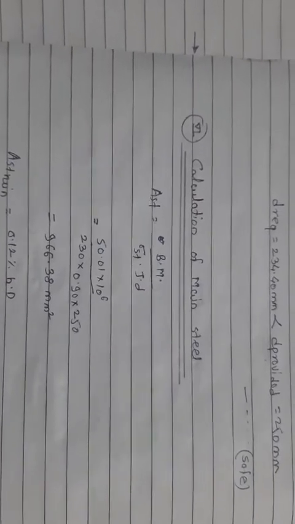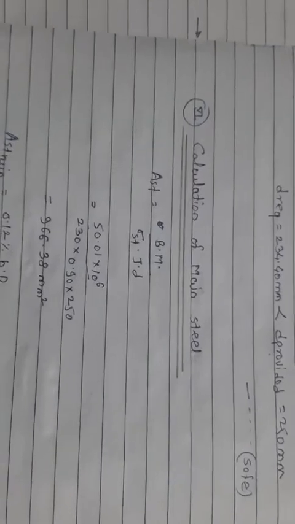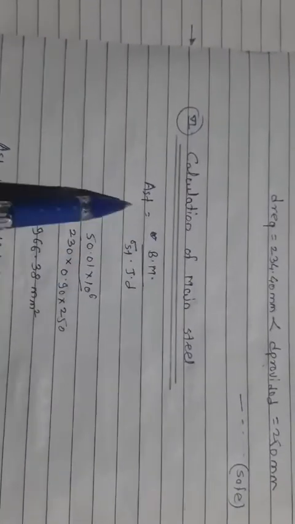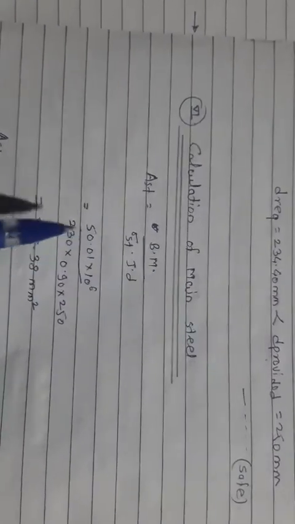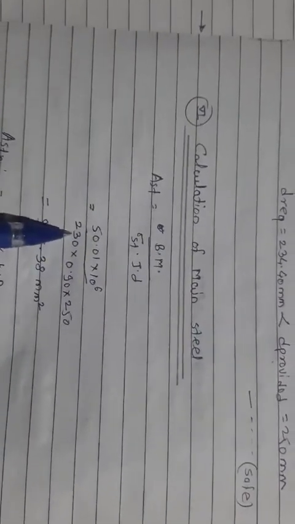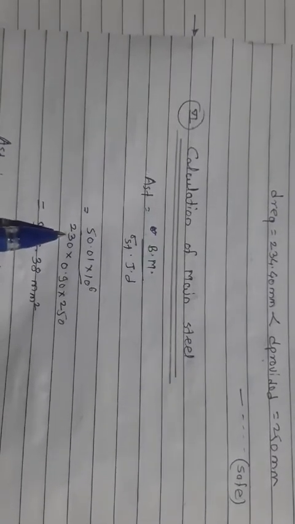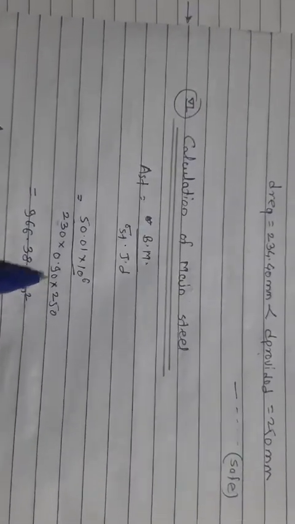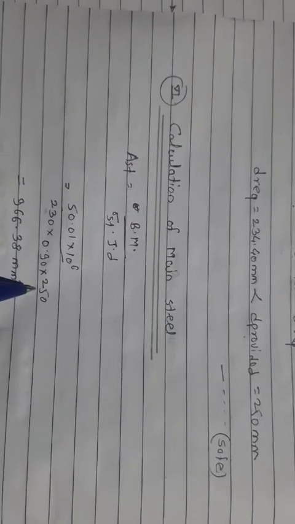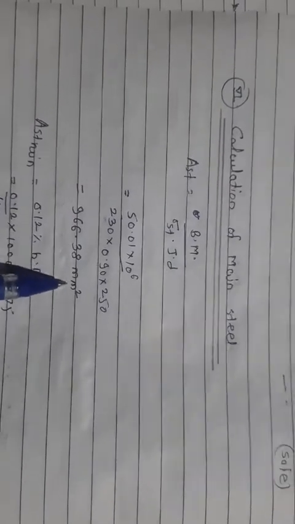Now we calculate the main steel from the bending moment consideration, and after that the distribution steel. Calculation of main steel: AST is equal to bending moment divided by sigma ST J into D. Put in the value of the bending moment. Sigma ST, the permissible stress in the steel, is considered as 230, because Fe415 steel is given. J is 0.90 and D is the effective depth, 250. After simplifying, we get AST required as 966.38 millimeter square.